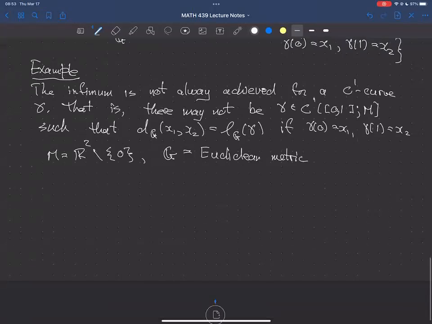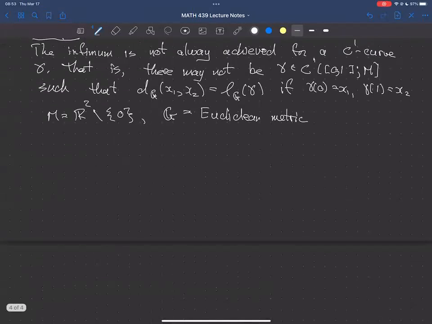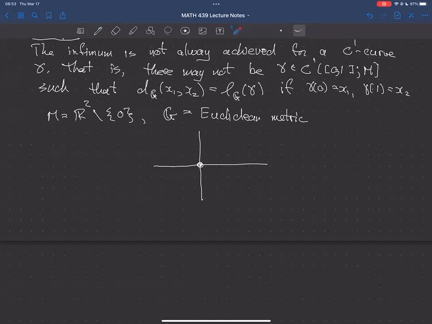All right, so here's M, and we put a hole at 0. So my question then to you is, what are 2 points in M, the punctured plane, where the distance between those 2 points is not achieved by a curve? What should those 2 points look like?